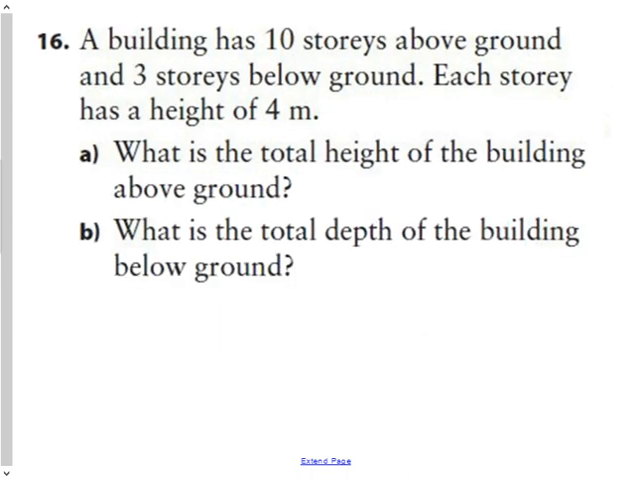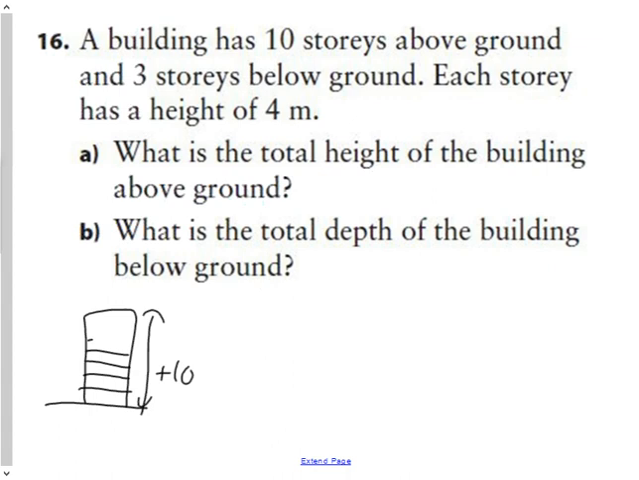Question 16, a building has 10 stories above ground. So we're going to draw this building. Here's the building. It's 10 stories above ground, or positive 10. And each story is 4 meters tall. So 10 levels of positive 4 meters each means the building is 40 meters tall.